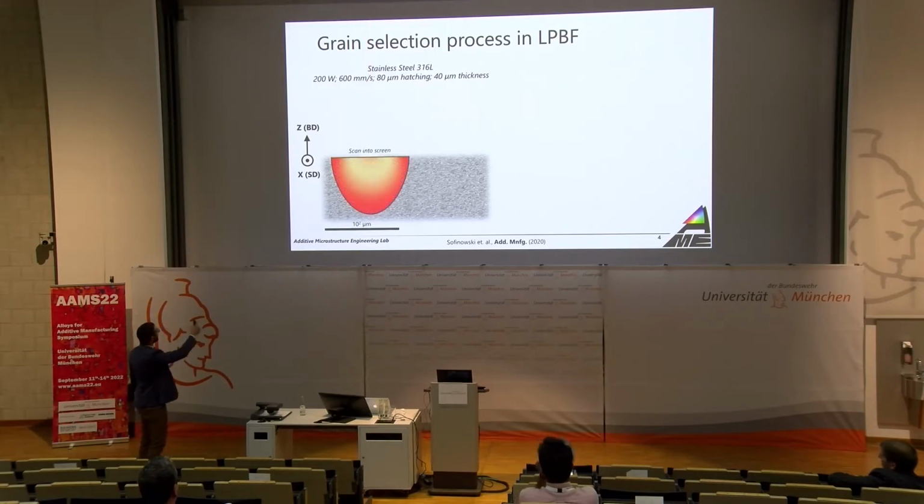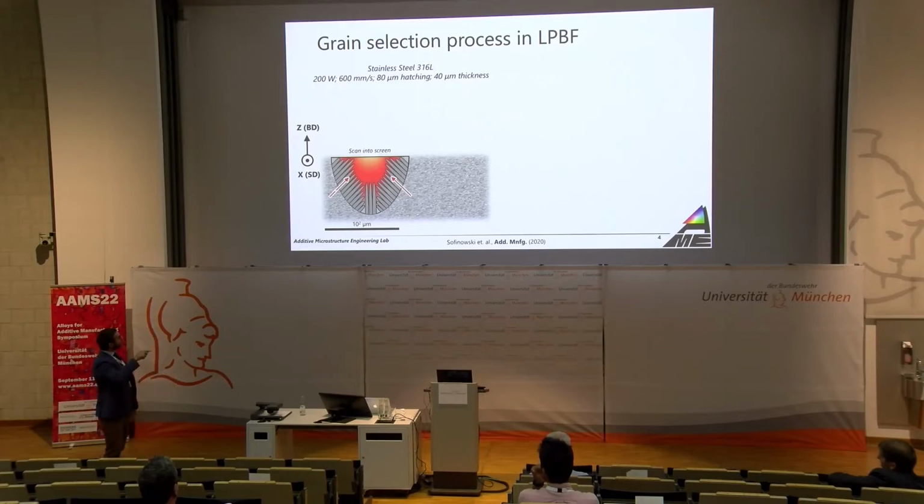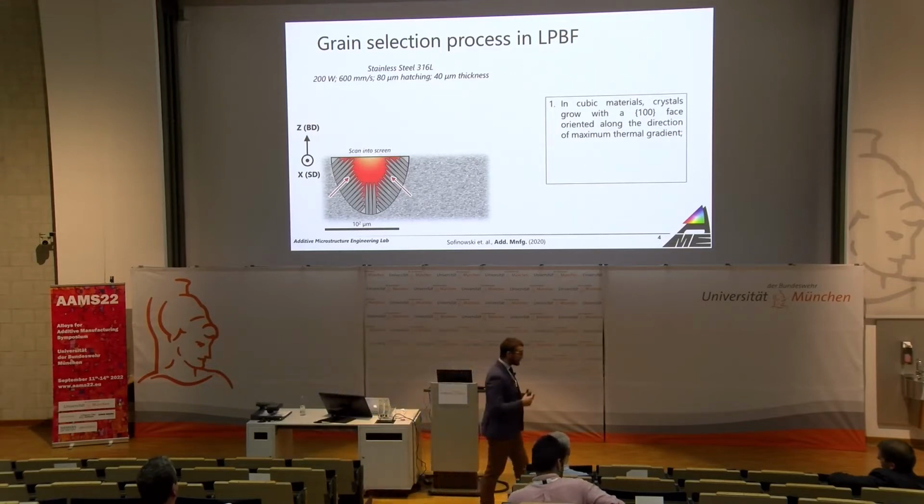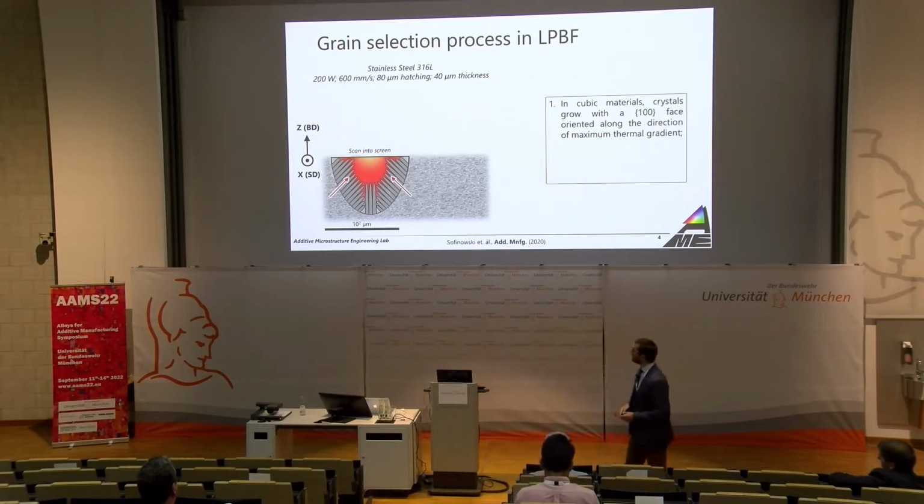So as the laser scans into the screen, it forms a liquid melt pool that, as we know, rapidly solidifies following steep thermal gradients. Because of the shape of the melt pool, a typical conduction mode melt pool, these thermal gradient maxima are tilted, right? They are pointing inward. As a result, they promote the nucleation and growth of cells that are tilted as well. And these cells, as we know, in cubic materials such as austenitic stainless steel, prefer to grow with a 100 crystal axis that is parallel to this thermal gradient maxima. Right, so this is the first message here.